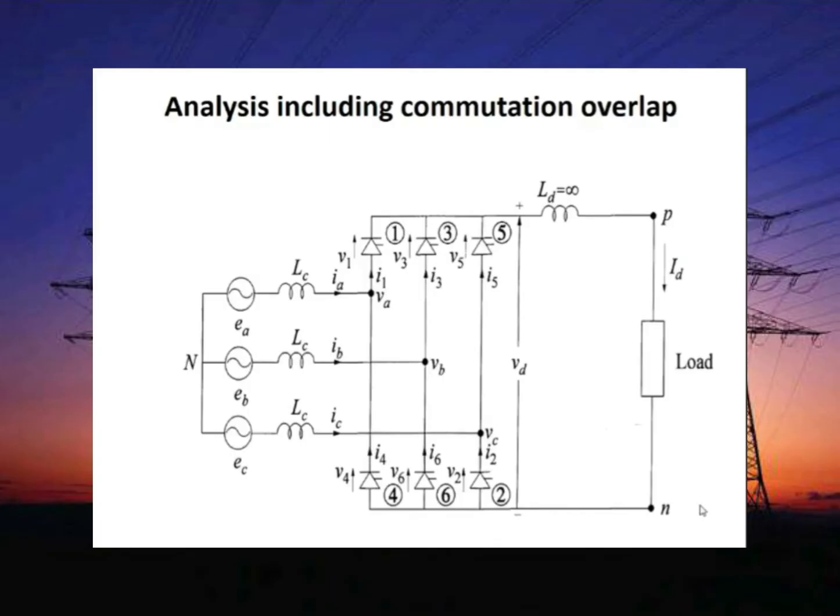Good morning. We learn in this lecture the analysis including commutation overlap. So first of all, what do you mean by commutation voltage? The commutation voltage is defined as the voltage appearing on the DC line during periods when no commutation is taking place. That voltage is called the commutation voltage.